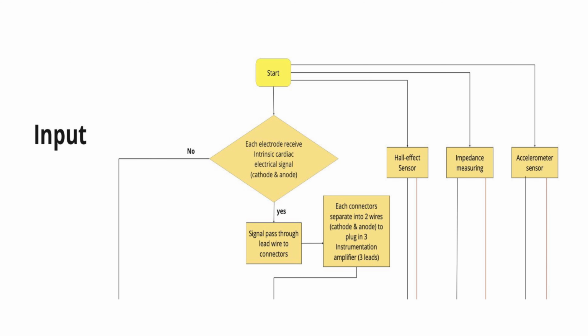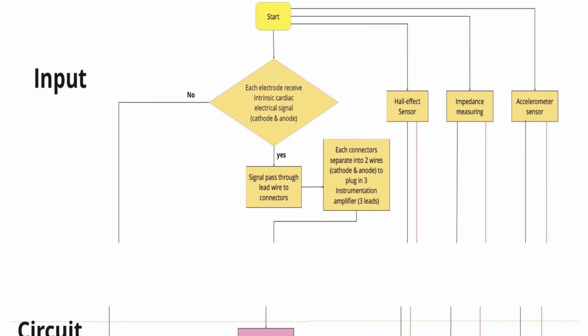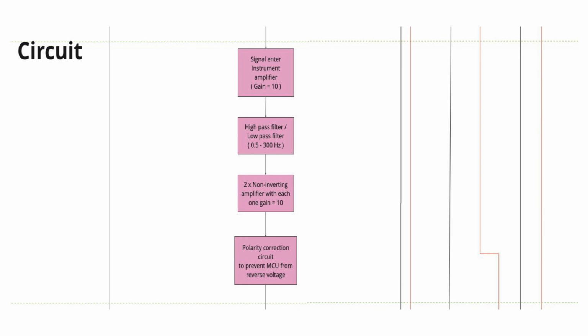First, each electrode will receive intrinsic cardiac electric signals, then pass them through the lead wire to connectors. Each connector will separate into two wires to plug into 3 instrumentation amplifiers, forming 3 leads. Moreover, there are several external sensors: a Hall effect sensor detecting MRI, an impedance measuring circuit, and an accelerometer sensor detecting the patient's activities.